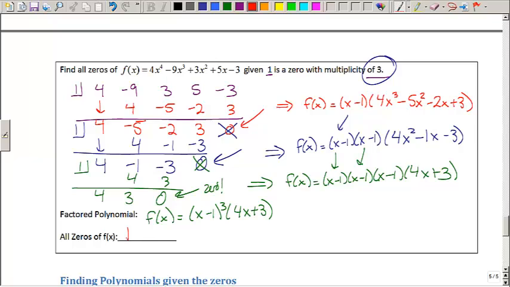Well, we have 1 being a 0 with multiplicity of 3, although they kind of gave you that information, didn't they? And I have one more 0 coming from the last one. If I set this equal to 0 and solve, I get 4x is equal to negative 3, or x is negative 3/4. Remember we said that a polynomial of degree 4 should have 4 total zeros. Do I? 1, 2, 3 zeros are all 1, and the fourth one is negative 3/4. I do have all 4 zeros.